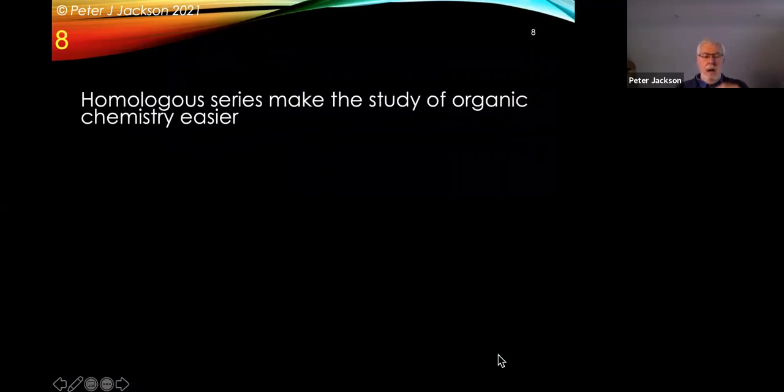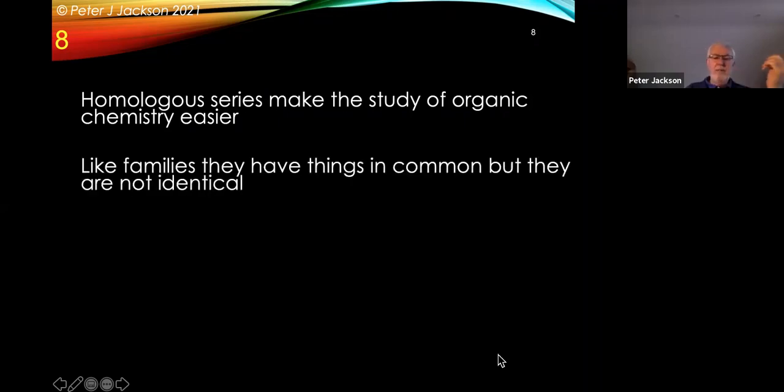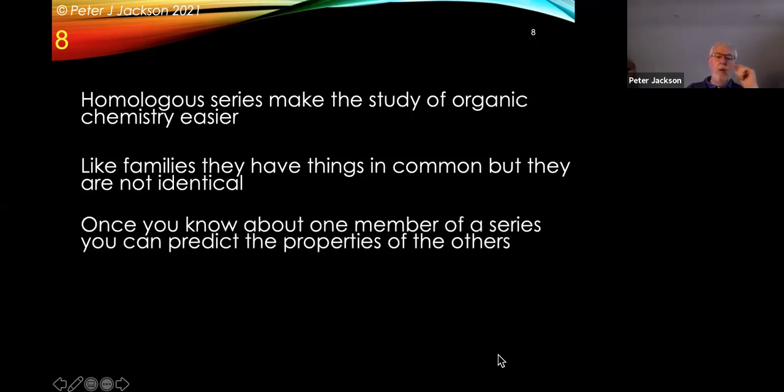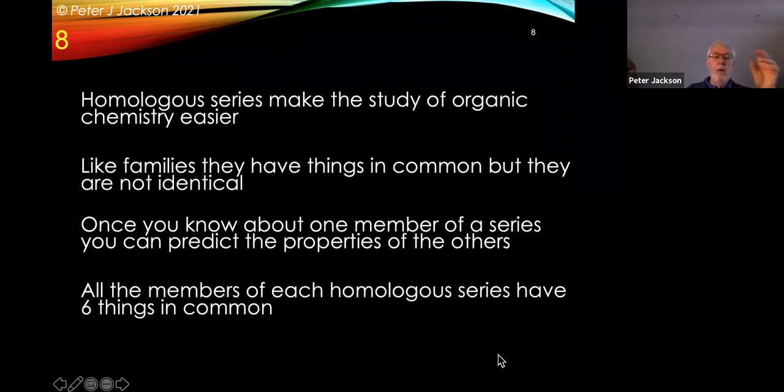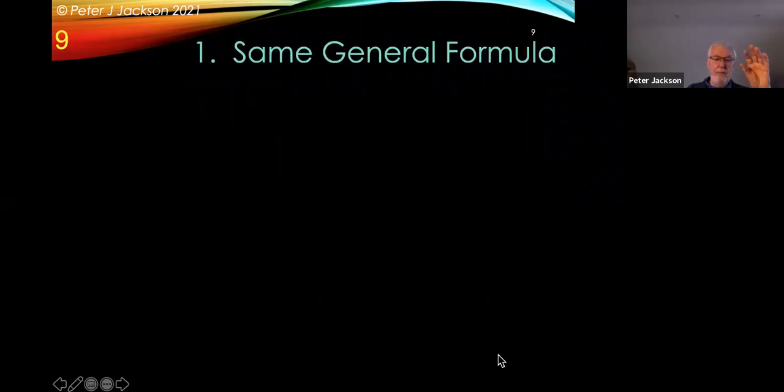So the whole point about homologous series is they make the study of organic chemistry easier. Like families, they have things in common, but they're not identical. Once you know about one member of a series, you can predict the properties of the other members of the series. That's the key about it. And all the members of each homologous series have 6 things in common. We're going to go through the 6 of them one at a time and expand on them.